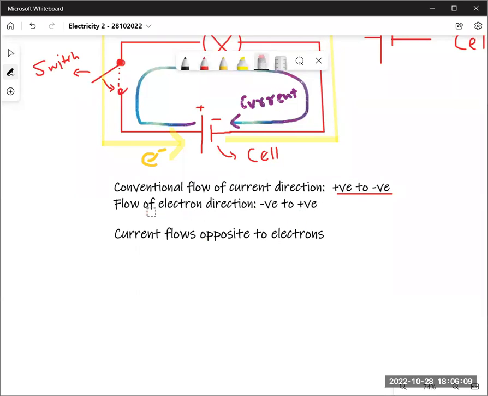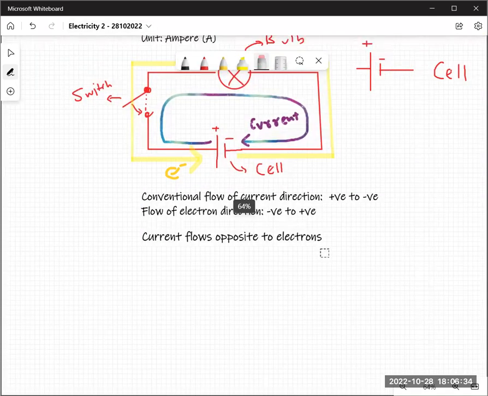But since we had already made so much of physics with this conventional direction, we still say positive to negative, even though electrons flow negative to positive. So in the exam, if they ask you what way the current is flowing, you'll always say positive to negative. Where is the electron flowing? Negative to positive. And current is opposite to electrons.